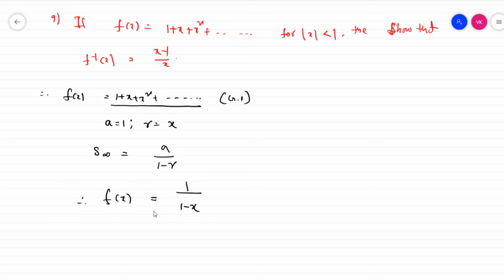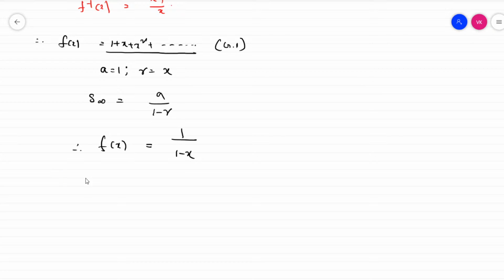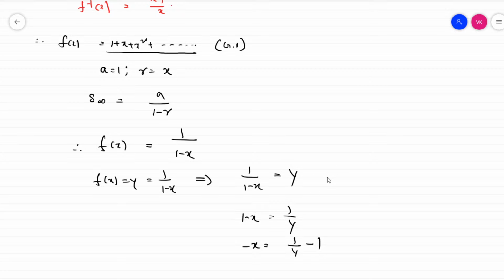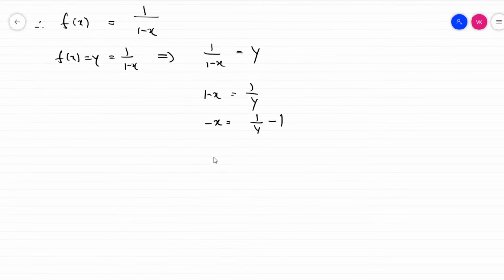Okay, now we have to find the inverse, f inverse. So here let us assume f of x is equal to y, that is equal to 1 by 1 minus x, which implies 1 by 1 minus x is equal to y, then 1 minus x is equal to 1 by y, then minus x is equal to 1 by y minus 1, which implies we can now multiply the minus 1 on both sides.